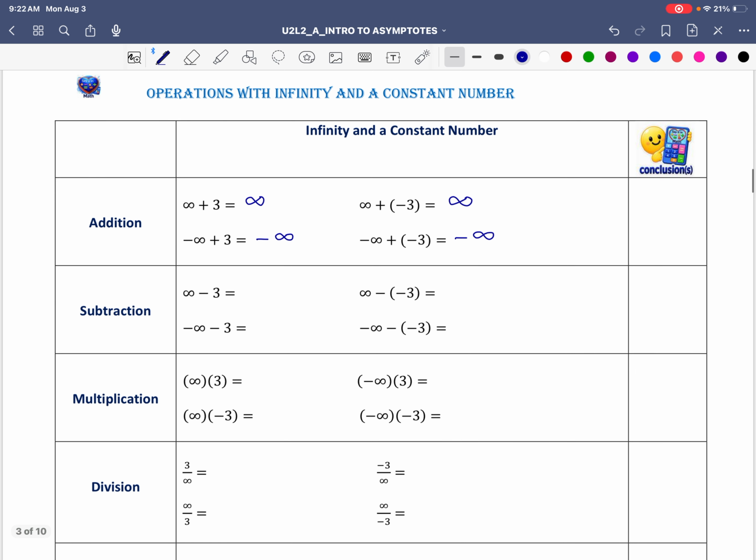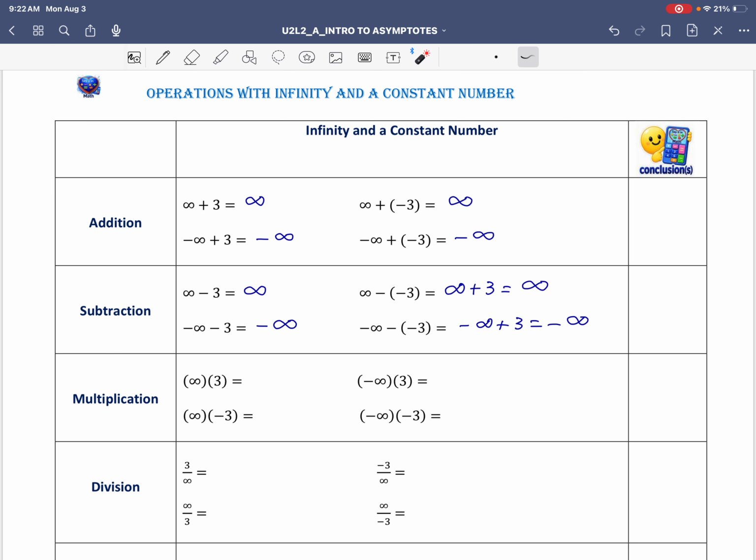Infinity minus 3. Well, a very large number, subtract 3, still a very large number. Infinity minus negative 3, so that's infinity plus 3. Negative infinity minus 3 is negative infinity. Negative infinity minus negative 3 is negative infinity plus 3, or negative infinity. So far we've been able to perform all the operations.